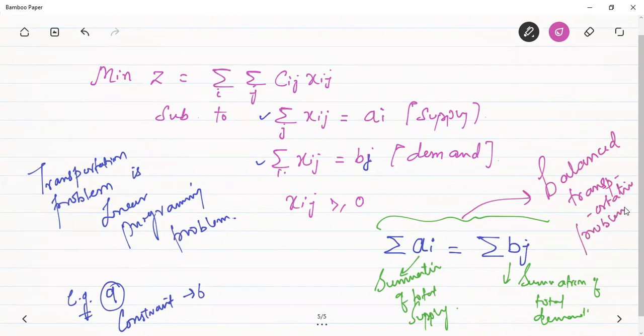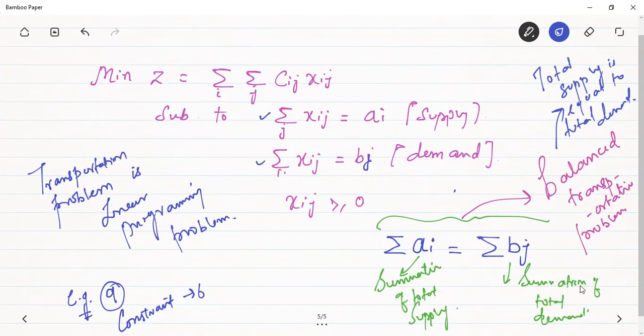So a balanced transportation problem is that one in which the total supply is equal to total demand. In short, a balanced transportation problem is one in which total supply is equal to total demand. Currently, we will deal with only balanced transportation problems. Later on, we will see a couple of questions on the unbalanced transportation problem, in which total supply and total demand are not equal. So for the time being, we start with balanced transportation problems.